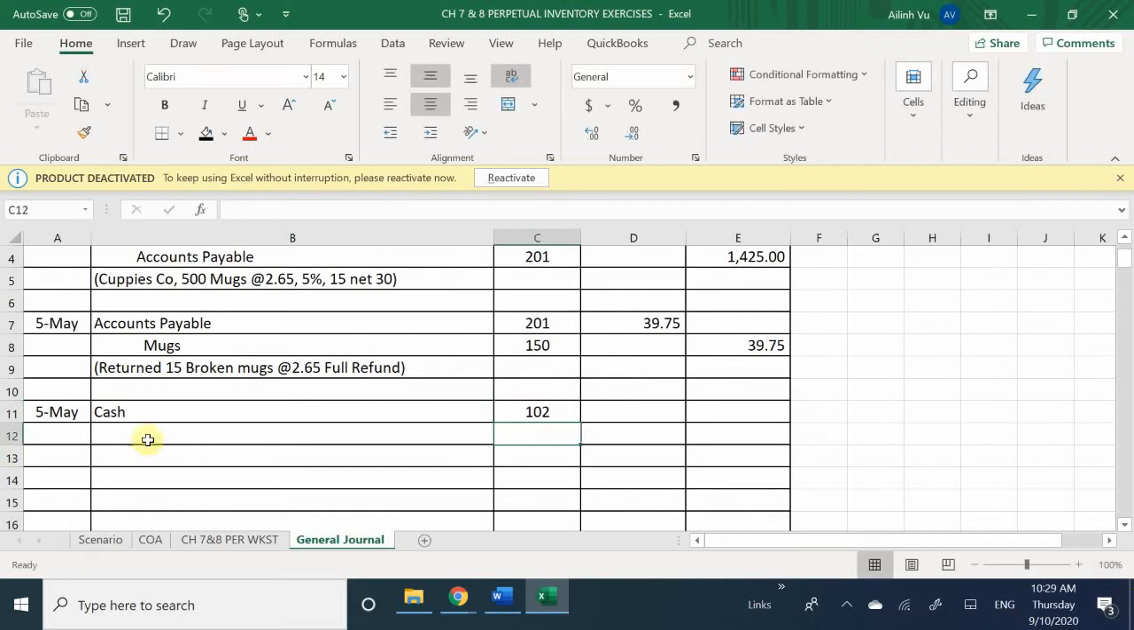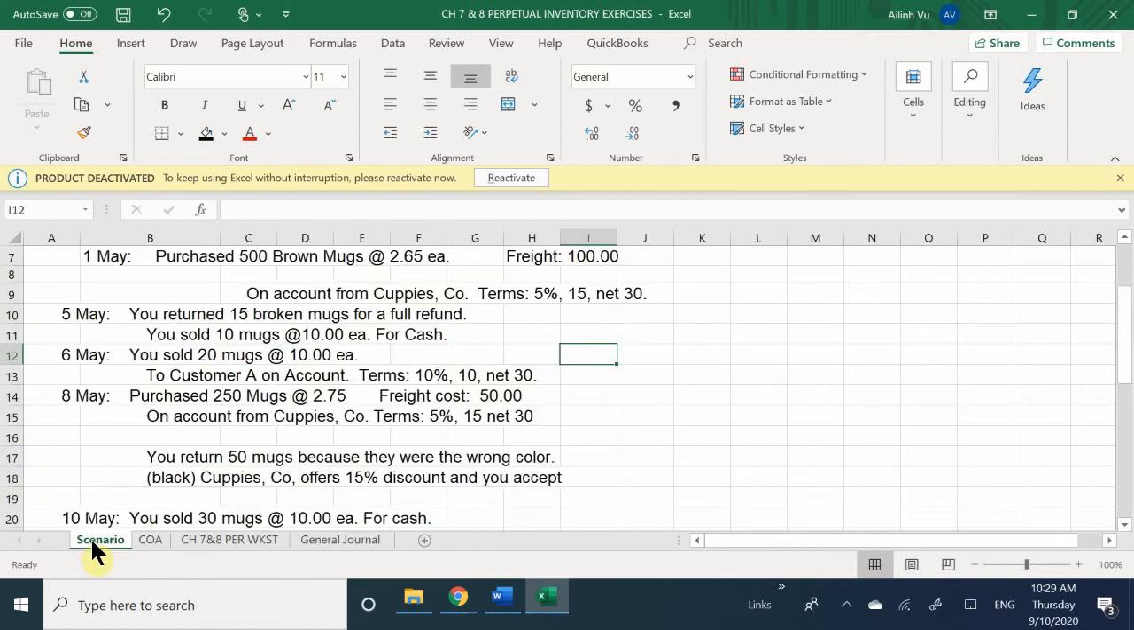Now, what did we do in order to receive the cash? We sold something. Good. So sales. All right, and sales was 401. Okay. Now, we can go ahead and calculate this. So let's look at how much we actually sold. In this case, we sold a total of 10 mugs at $10 each.